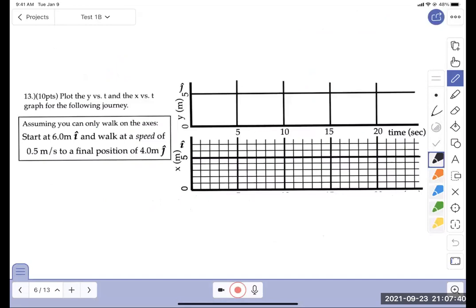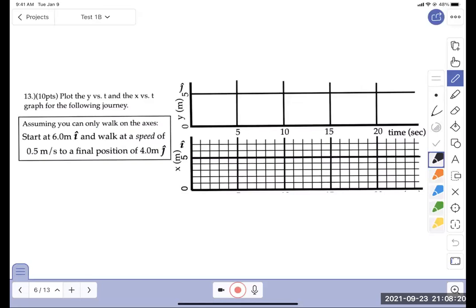13 is actually easier than what we did in the hallway today. It says plot the y versus t and the x versus t graph for the following journey, assuming you can only walk on the axes. We were doing a lot more than that today. Start at the 6-meter I roof and walk at a speed of 0.5 meter a second to the final position of 4-meter J roof. You're not going directly like we did today. You're having to walk down to the origin and then turn right and walk up to the 4 meters on the J.